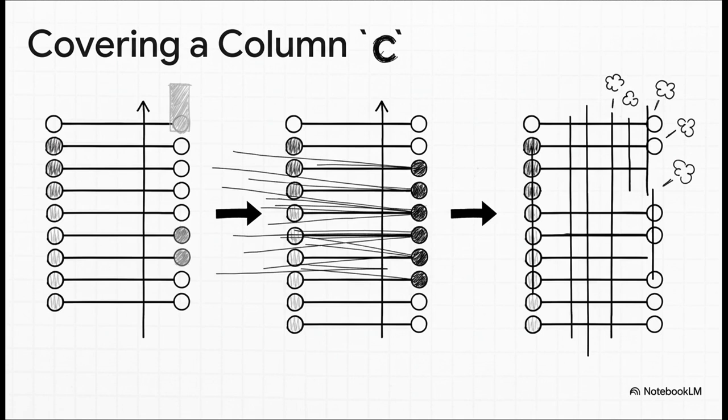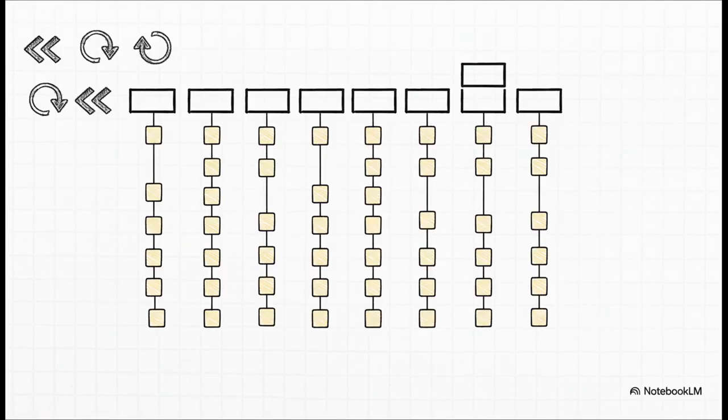First, you take the column header itself out of the list of active columns. Then, for every single row that has a 1 in that column, you go through it sideways, removing each of its other elements from their own column lists. It's like this cascade of temporary removals. And uncovering? Well, it's just the dance in reverse. You do the exact opposite operations in the exact opposite order. The beauty here is that it's perfectly symmetrical and incredibly fast. You just put everything back exactly where you found it.